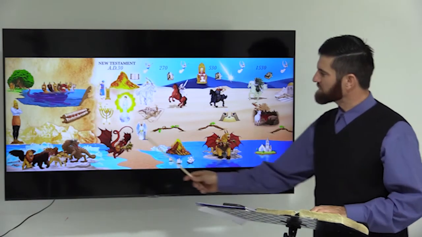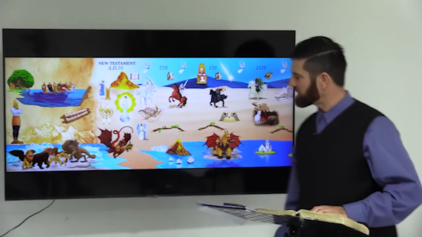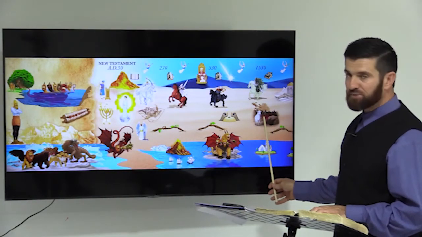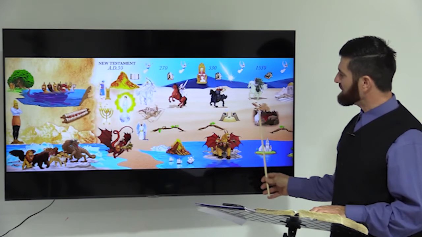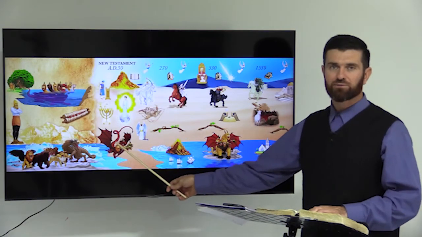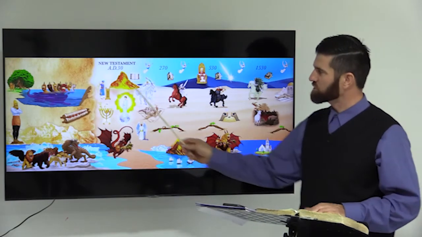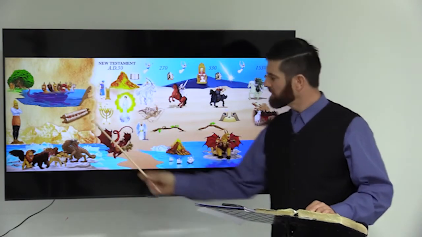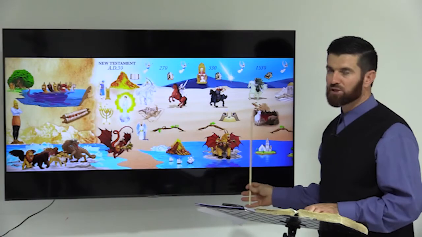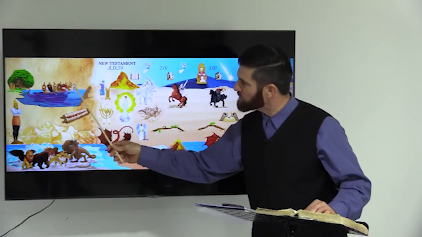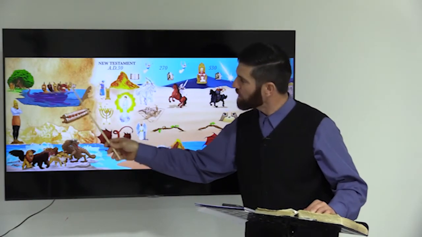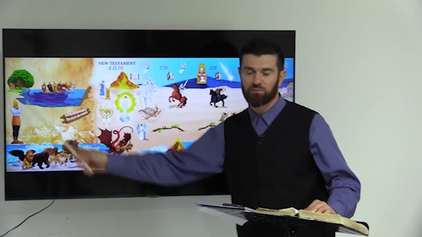This beast connects to all these other beasts. And it's interesting, it says this beast spake like the dragon, which again very clearly shows that they're all connected. So when we look at this symbol right here and we read these different verses, we know that it doesn't matter which head you're talking about, it's always connected to the same thing.